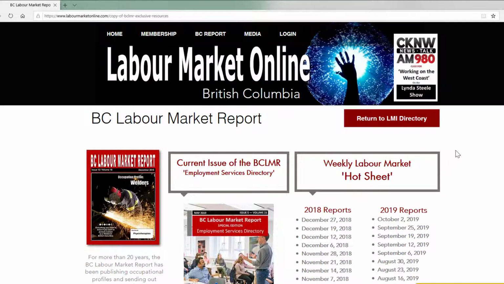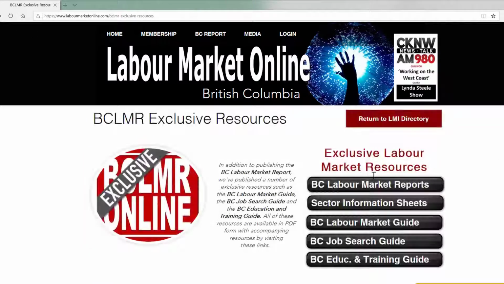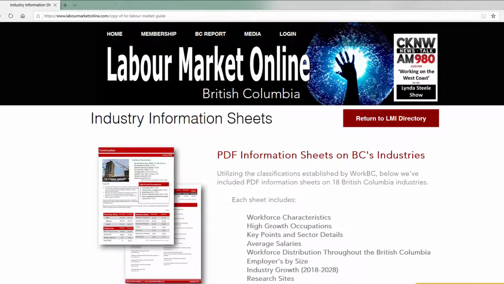If we go back to Labour Market Online and go to the BC Labour Market Report page, click back. We have all of the labour market reports, but we also have sector information sheets. Those industries that we were talking about earlier are really great in terms of being able to help people have those resources on their computer, but sometimes a person in a class or a person in a resource center might want some immediate information that they can put their fingers on.